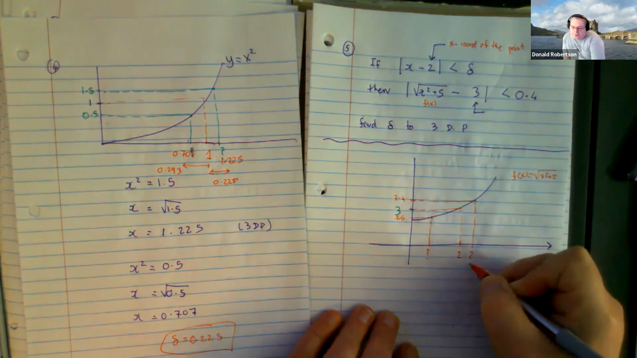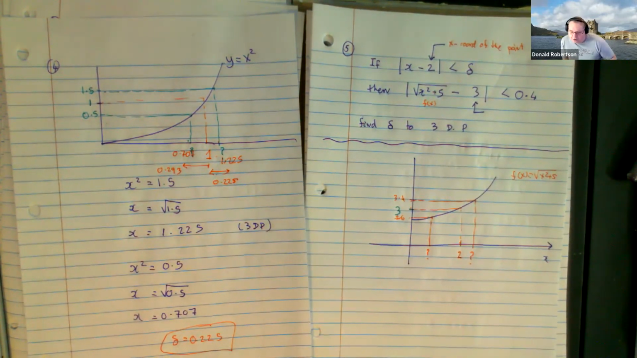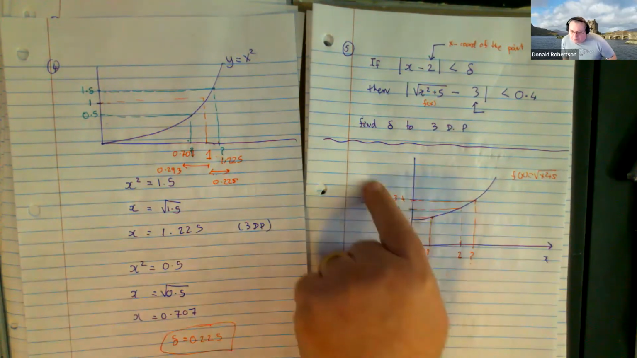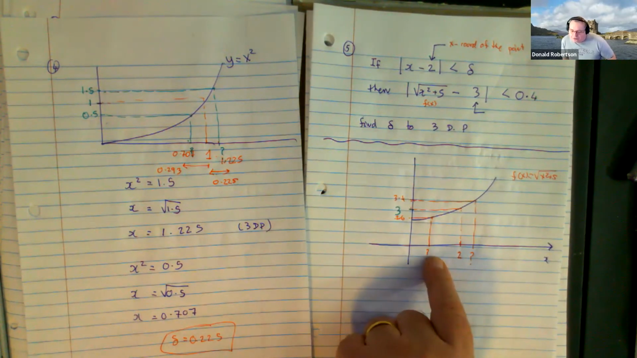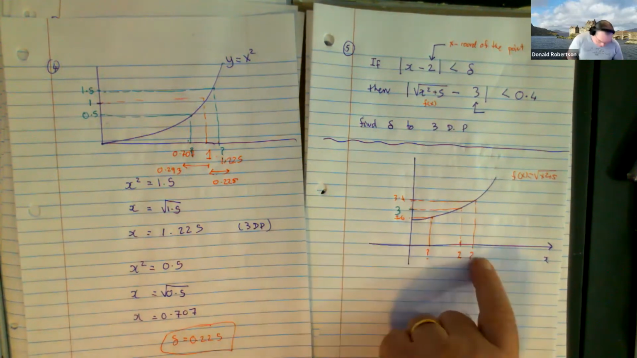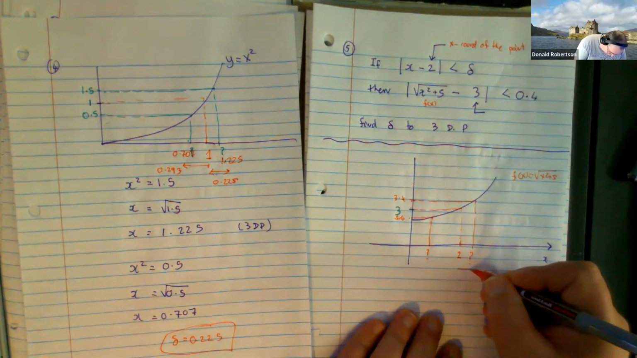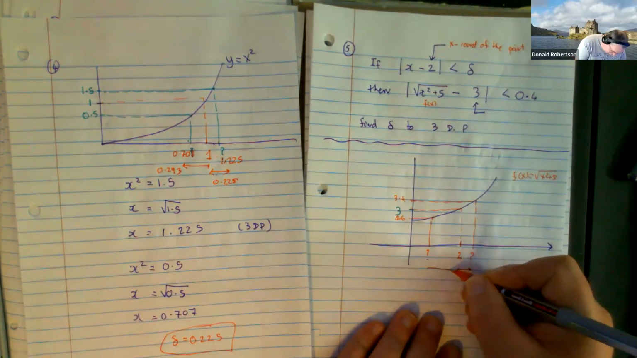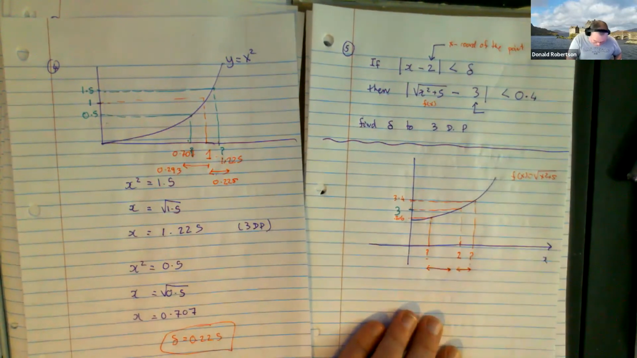Okay, that's us at the point where all the other questions were, right? I've got a graph. I've got 2 missing x coordinates. Once I find out what these are, won't the shortest distance from 2 be my delta? Okay.